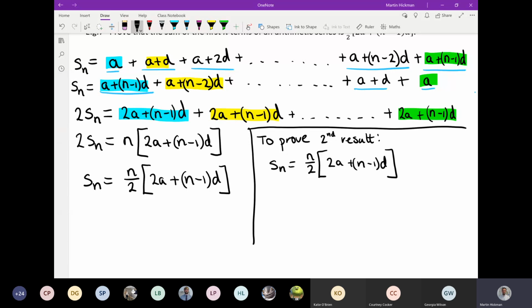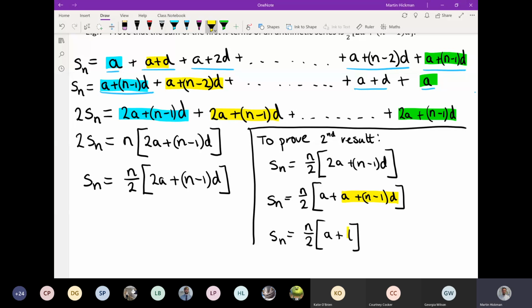And all I simply do is I separate out the 2a. So the 2a just becomes a plus n minus 1d. And then simply this bit that I've highlighted in yellow, well, that is just your last term of the sequence. If you've got n terms, a plus n minus 1d is just the last term of the sequence. So that's how you get the second result.